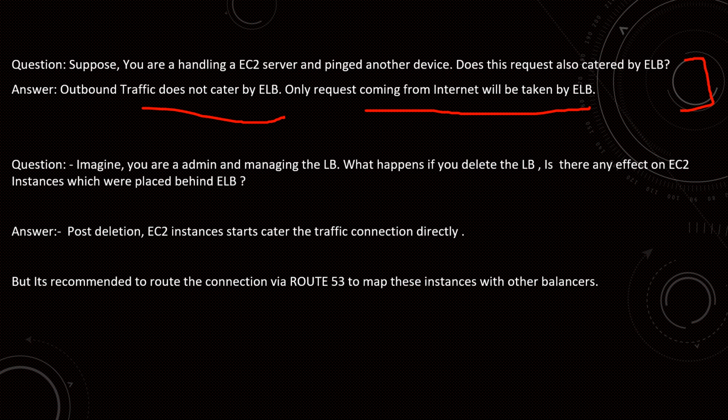Coming to the next question. Imagine you are an admin managing the LB. What happens if you delete the LB? Is there any effect on the EC2 instances which were placed behind the ELB? Very important. Suppose you have deleted the LB. Is there any effect on the EC2 servers for catering the services? The answer is that post deletion, EC2 instances start serving the traffic connections directly.